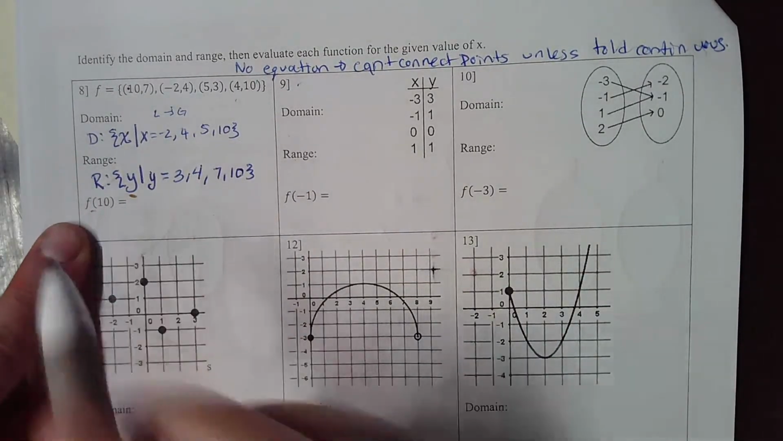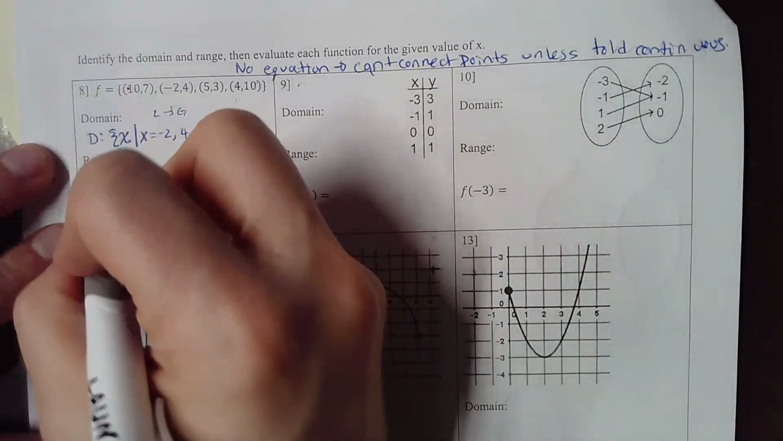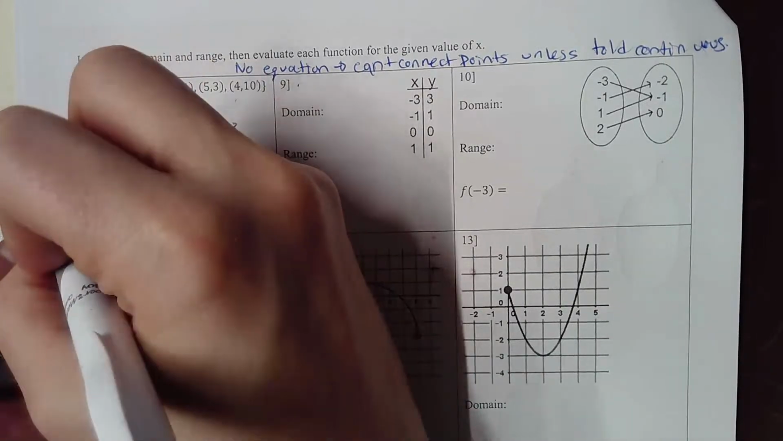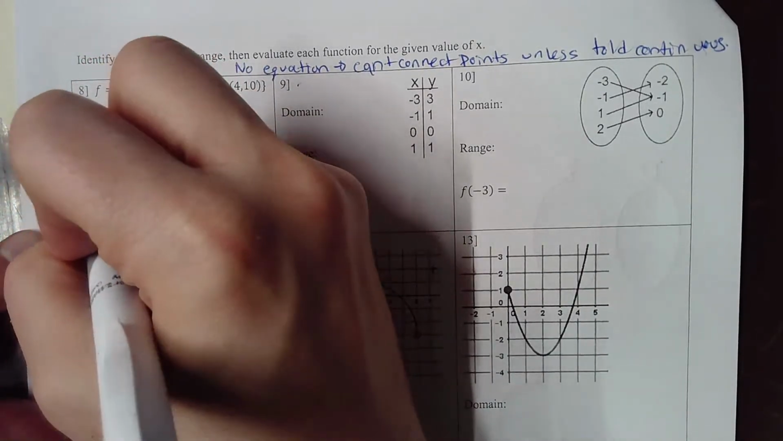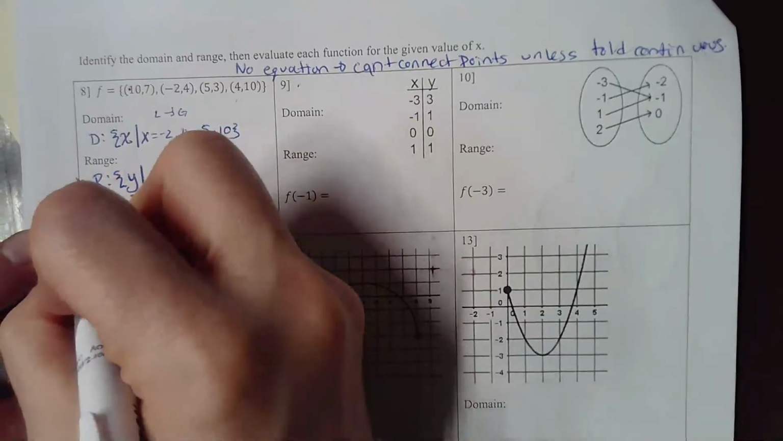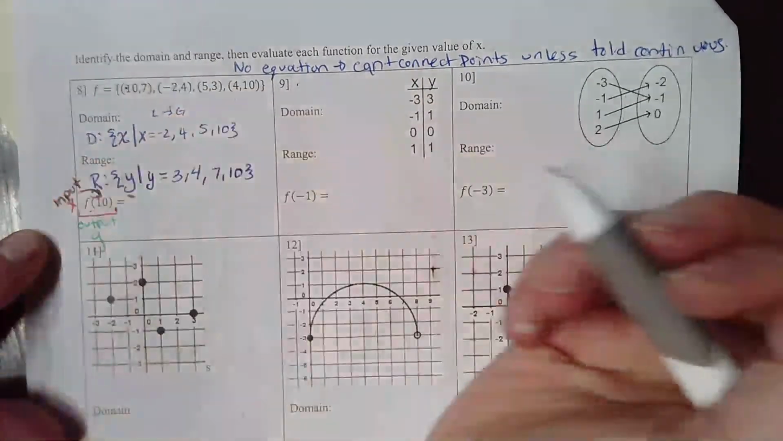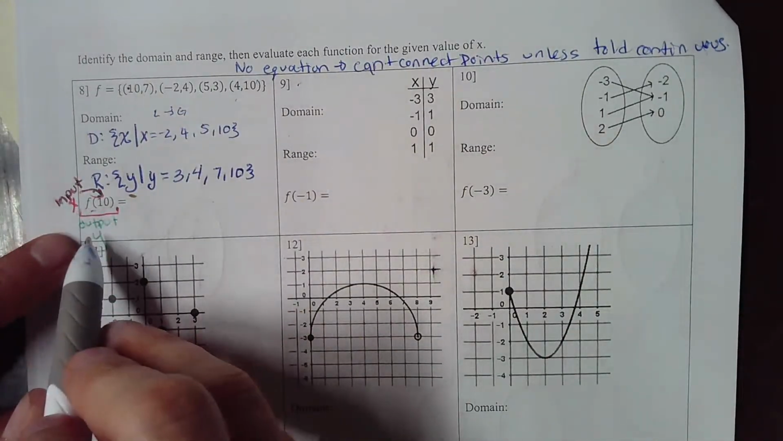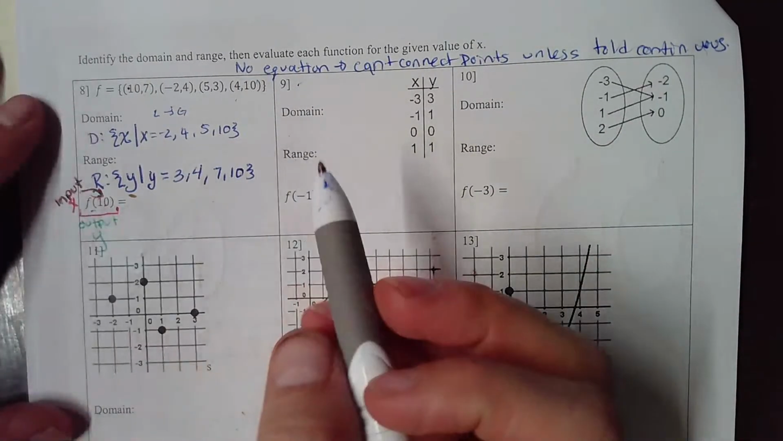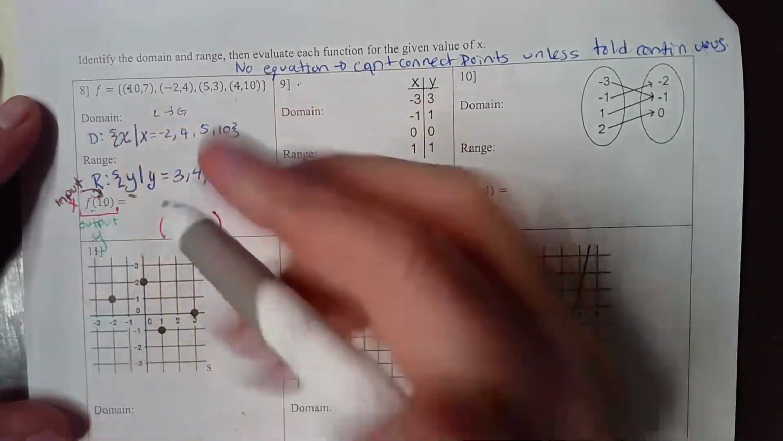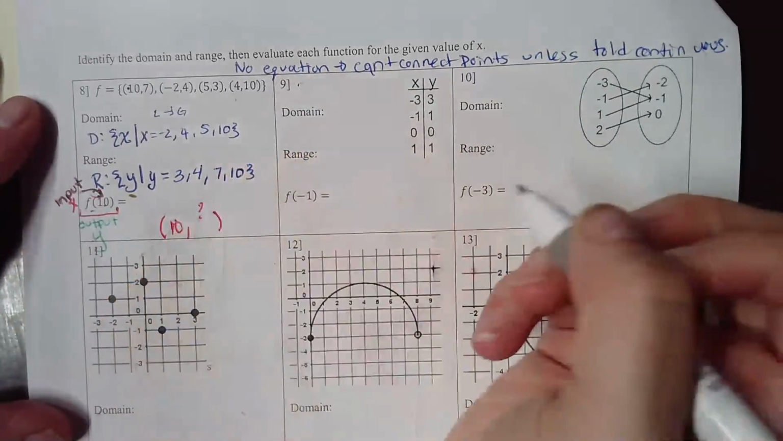Now, this is function notation. In function notation, this piece here inside the parentheses is your input. The whole thing is the output. Output goes to Y, input goes to X. So this is saying, what is your output when 10 is your input? It's asking us, what is the output when I plug 10 into the input?